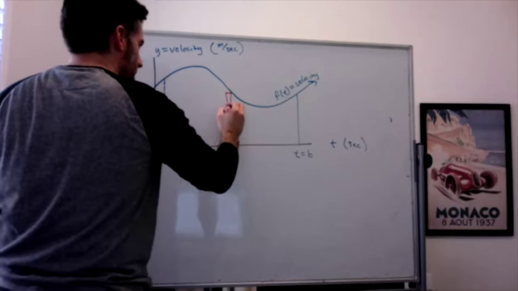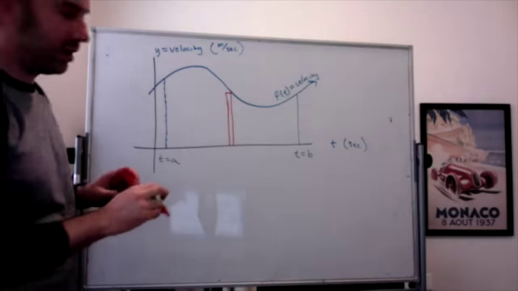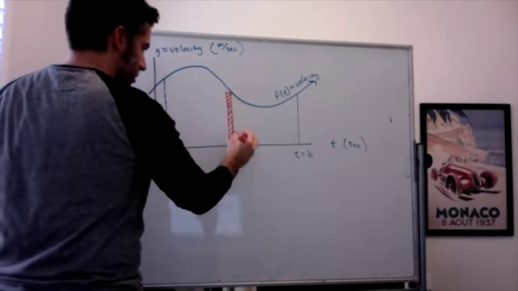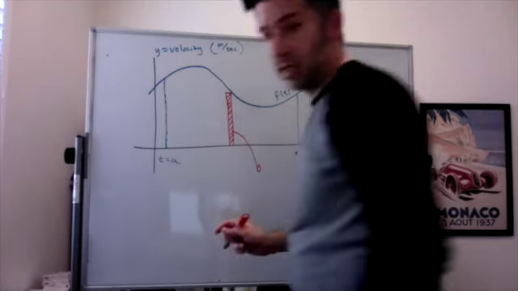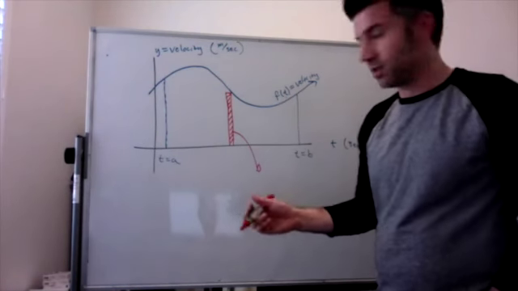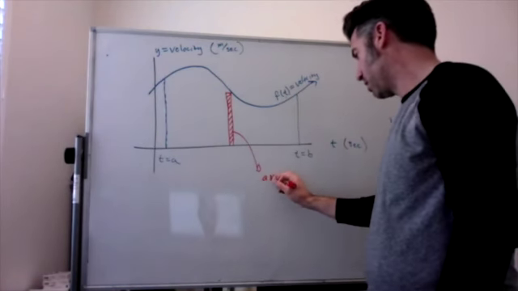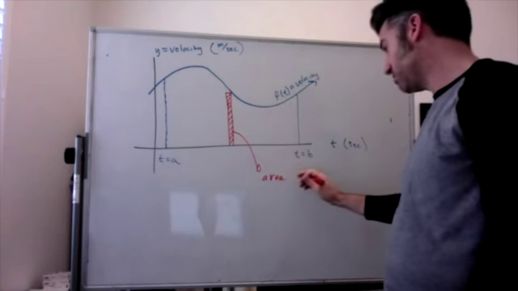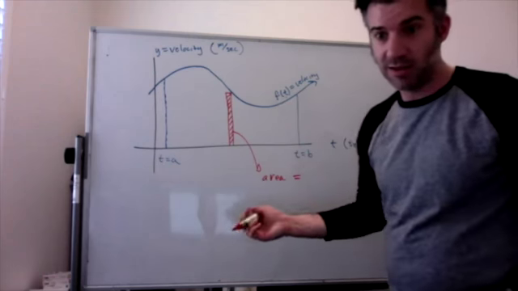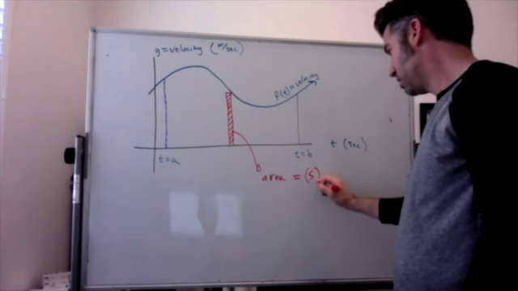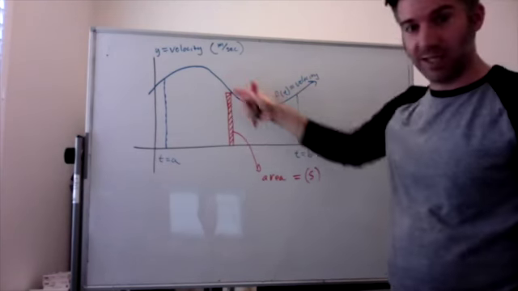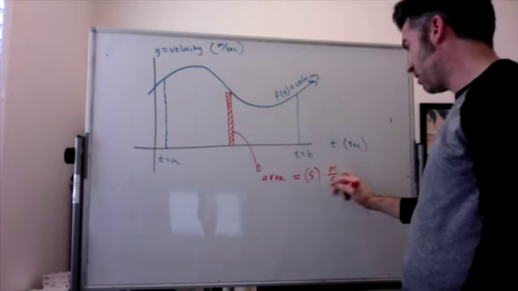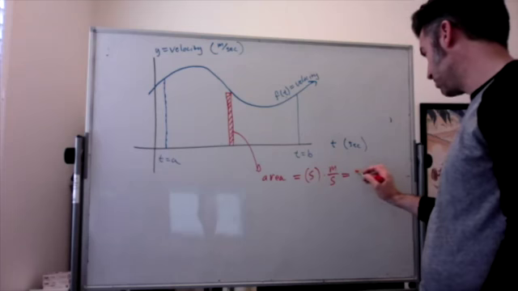So this little rectangle, I want to point out that the area represents a couple things. The area of this is equal to the base times the height. The base is measured in seconds. The height is measured in velocity, which is in meters per second. So the area, the time units cancel and we get meters.